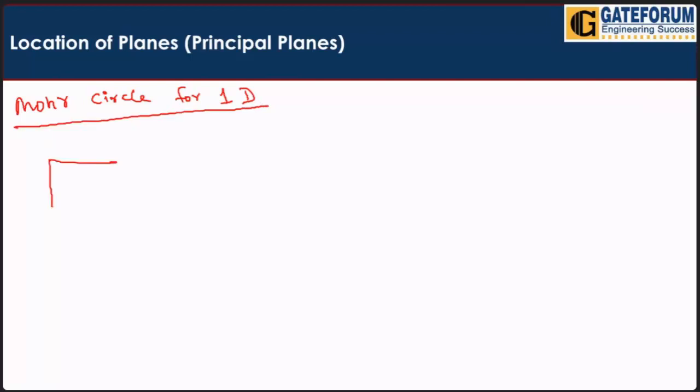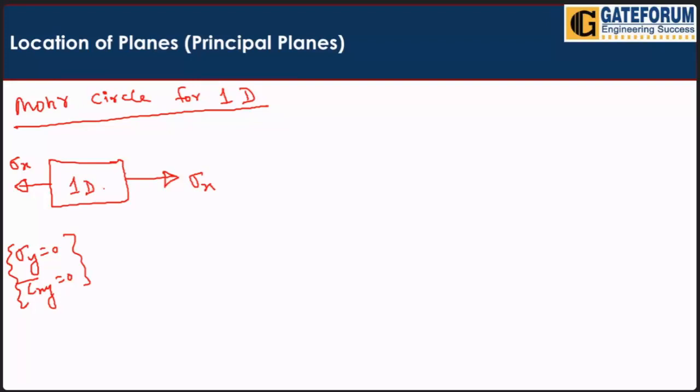Okay, now location is done. Now suppose I am interested to draw the Mohr circle for 1D. Mohr circle for 1D means the load is applied in only one direction, like this. Only sigma x is there, and the rest two will be 0. Sigma y is 0 and tau xy is also 0. This one is known as 1D.